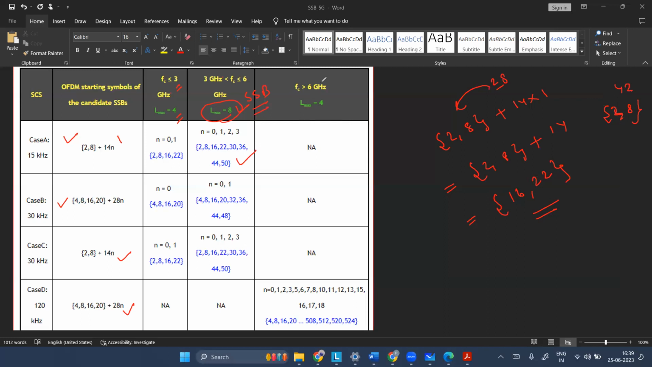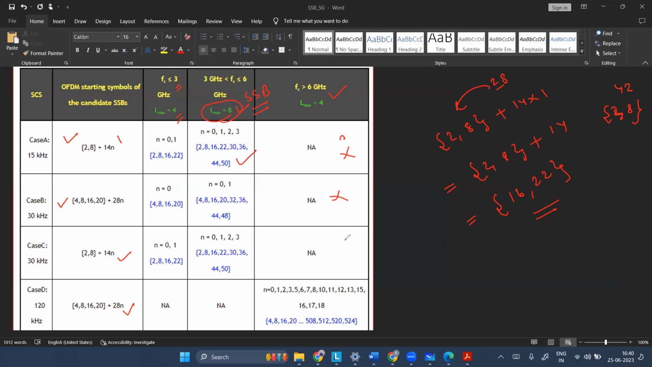And we don't have this 15 kilohertz carrier spacing in the greater than 6 gigahertz range, so it is not applicable here. Again, the next case is the same scenario: {4, 8, 16, 20} plus 28n, right? And the possible value for 4 max SSBs is 0. So this is 4, 8, 16, 20 for 4 SSBs. If you put 1, you get 32, 36, 44, 48. So these are the starting symbols that I'm telling you. This is not applicable again. Again, this is 30.